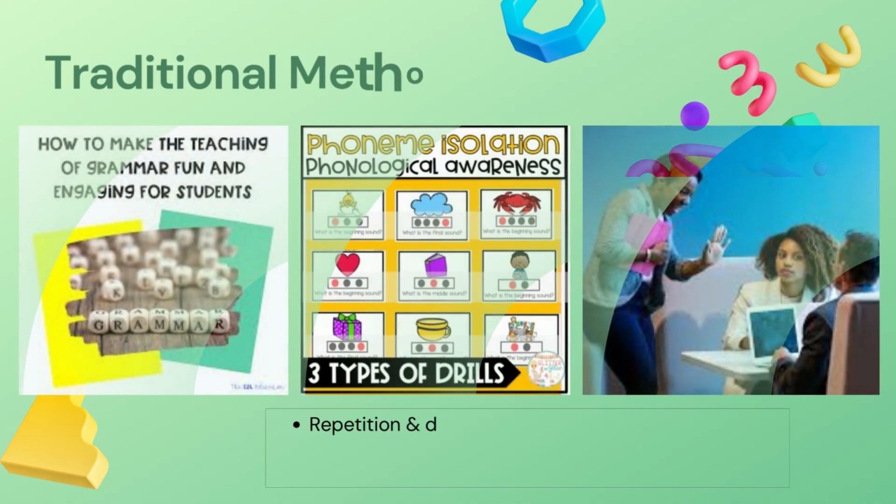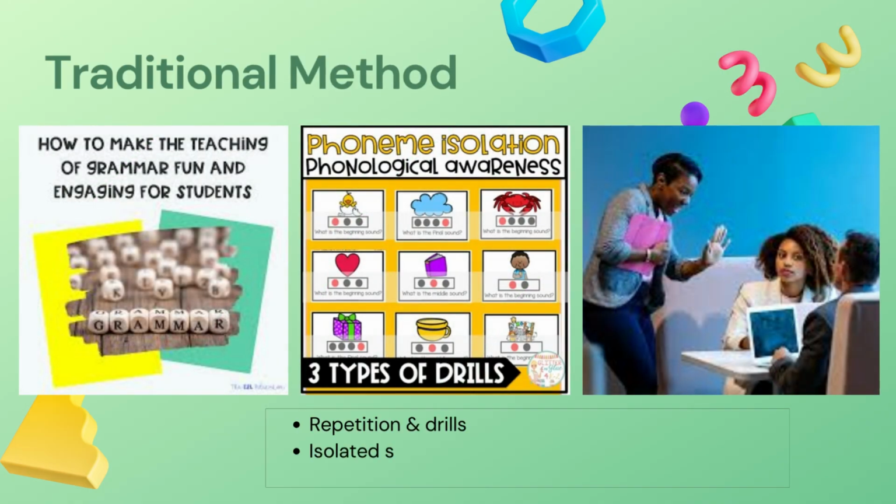For years, pronunciation has been taught using traditional methods, such as repeating words, imitating the teacher, and doing drills. These techniques can help, but they have a fundamental problem. The sounds are practiced without communicative intent, in isolation and without context. The student repeats but doesn't necessarily learn to use those sounds to communicate.